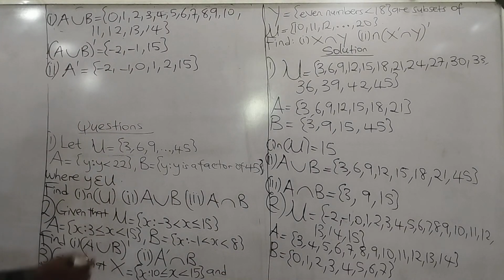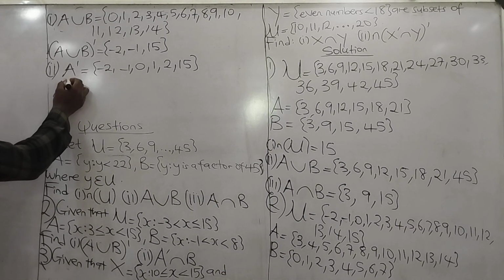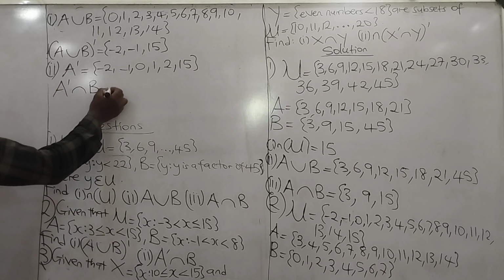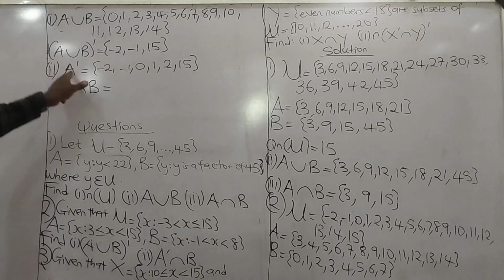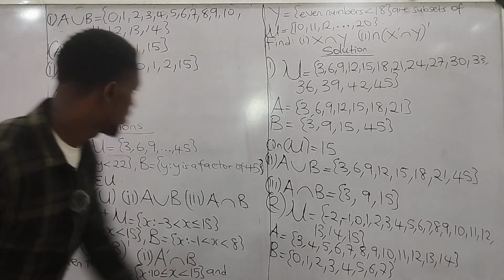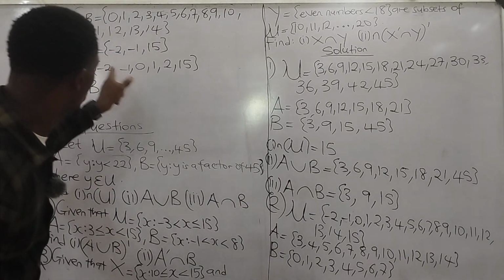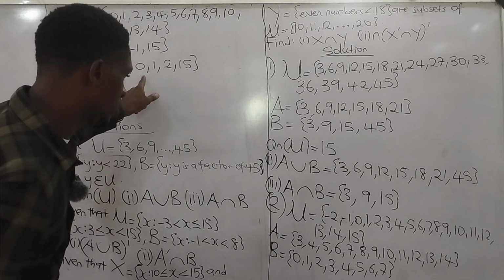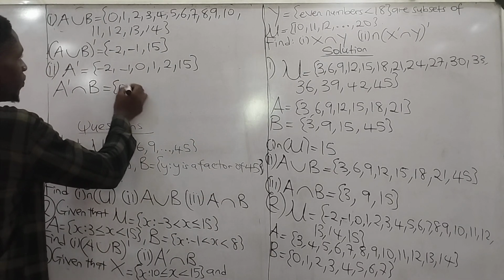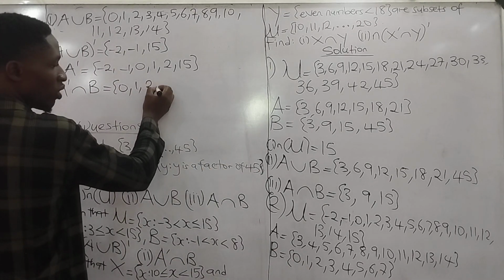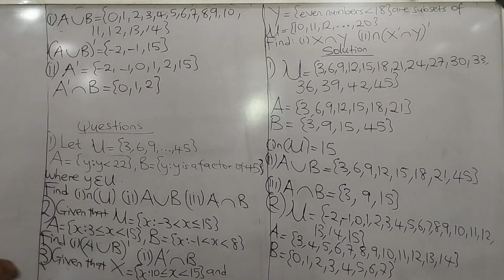But we are told to find A complement intersection of B. It means what is common in A complement and in set B. So look at this A complement and this set B. What number is common there? Let's check. 0 is in two of them. 1 is in two of them. 2 is in two of them. So this is the answer, and that is all for that number 2 question.